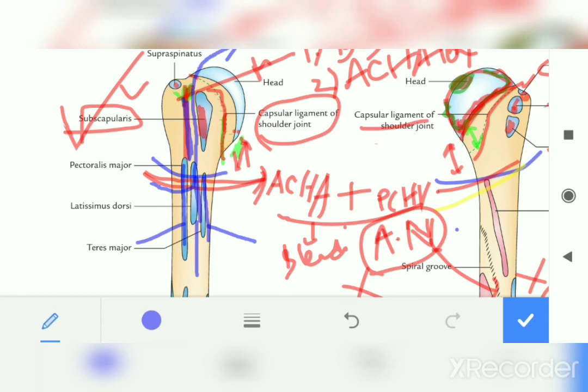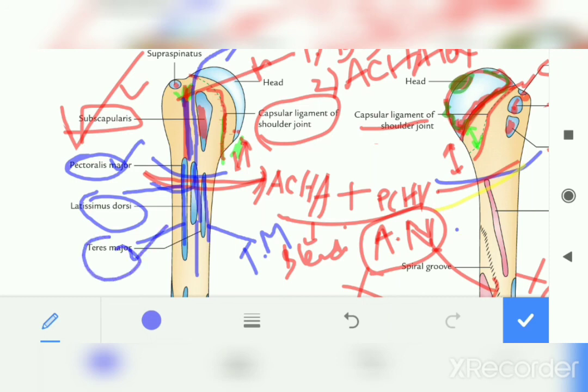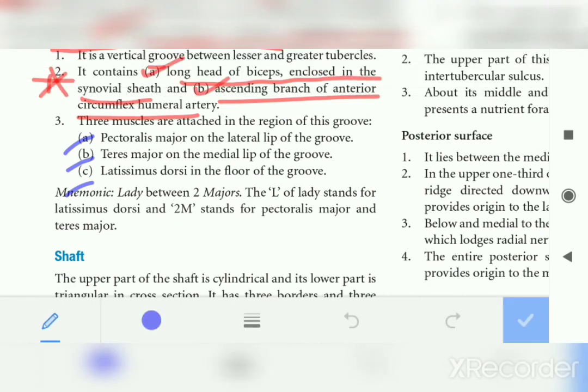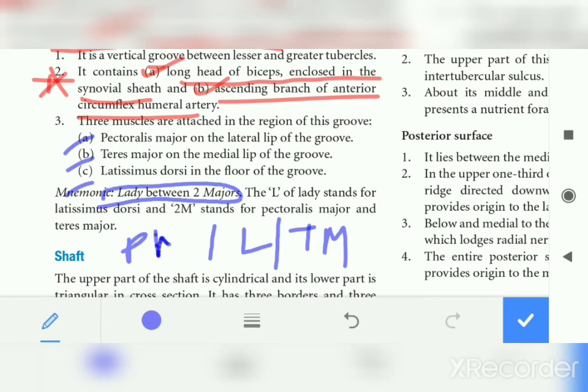The medial lip provides the attachment of the teres major muscle, and the lateral lip provides the attachment to the pectoralis major muscle, and the floor contains latissimus dorsi. So we can remember this attachment of the bicipital groove by a mnemonic: lady between two majors. In the lateral lip, pectoralis major, one major muscle, and medially there is another major muscle, teres major, and in the middle there is a lady, that is latissimus dorsi. That means the lady lies in the middle, teres major lies medially, and pectoralis major lies laterally.